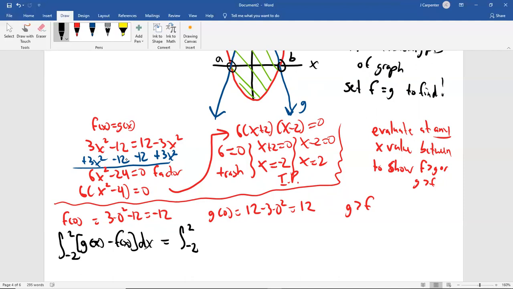The g of x was the 12. And let me go back to doing this in 2 colors. The g of x was the 12 minus 3x squared. Then minus the f of x, which was 3x squared minus 12. Because we have to make sure we're subtracting all of that, we wrap it in parentheses. And this is all evaluated over dx. Ooh, that was terrible. Let me just erase that.